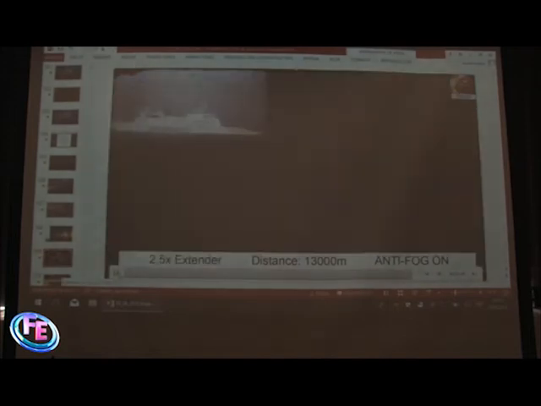This is a camera used for surveillance that you can see the boat perfectly at 30 kilometers, just with the fog on, anti-fog on, for example. But you see a lot of these cases where things appear again on the horizon based on the power of the camera or the telescope that you use.